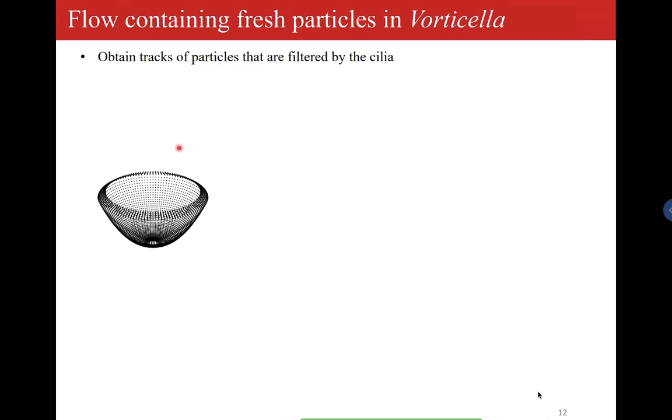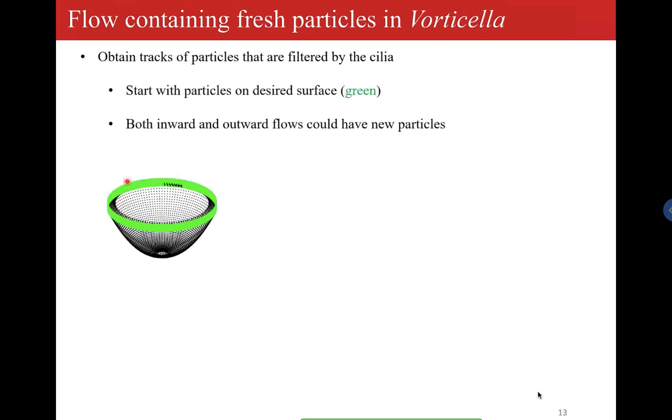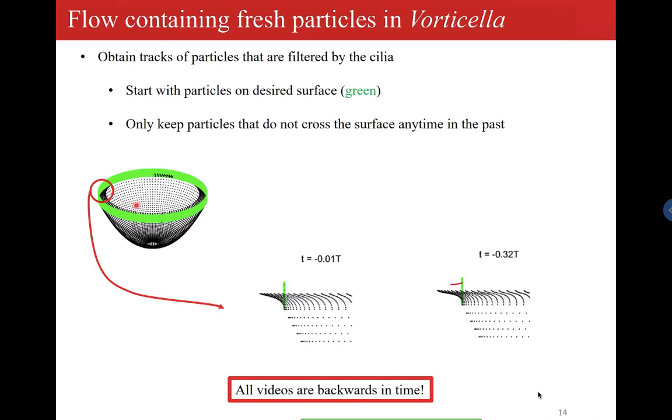Our goal is to find the flows that end up on the Vorticella containing new nutrient particles. To do this, we obtain tracks of particles that are filtered by the cilia. We start with particles on this desired surface shown in green, and we assume that any particles reaching this surface from either direction are captured. We obtain the trajectories of particles that end up on this surface by starting from their final position and propagating those trajectories backwards in time.